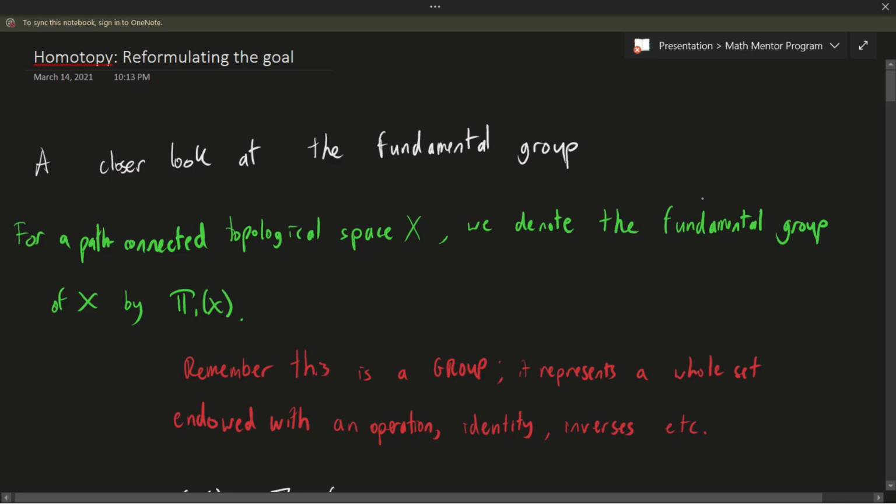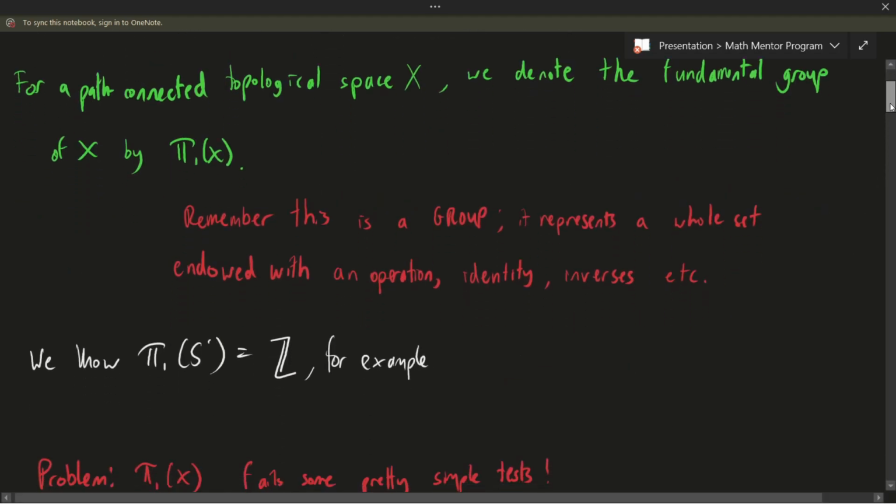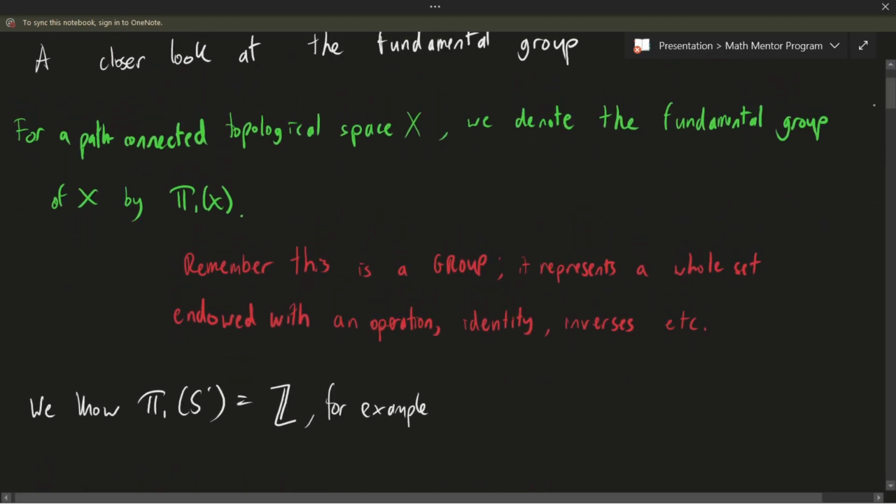For a path-connected topological space, let's call it X, we're going to denote the fundamental group by this symbol here. It's a pi with a lower 1 in the subscript, and then your space X goes in the brackets. This is an entire group. Remember, that means that it is a set endowed with an operation. It has identity, inverses, and all the good stuff that groups have. So, for example, we saw in our live session that the fundamental group, or pi1 of S1, is the integers, which we represent as Z.